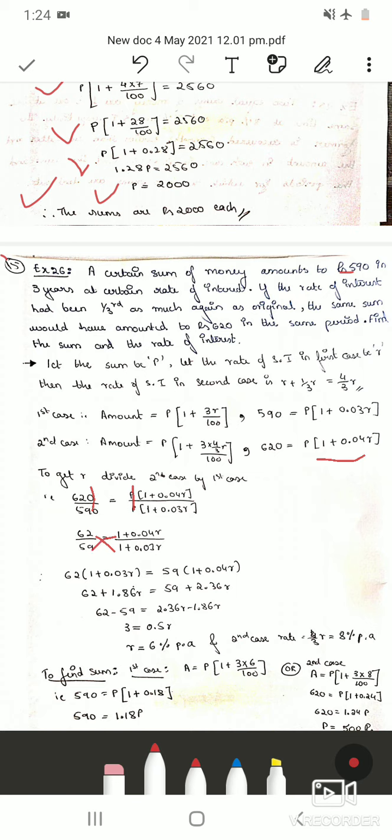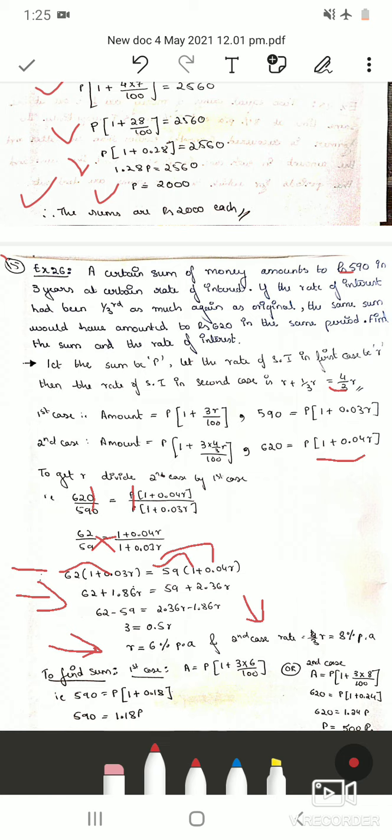So you can cross multiply. It will be 62 into 1 plus 0.03R is equal to 59 plus 0.04R. So multiply the 62 for both the terms and 59 for both the terms and simplify for R. Therefore R will be 6% per annum for the first case, and in the second case it will be 4 by 3 into 6, which will be 8% per annum. So we got the rate.